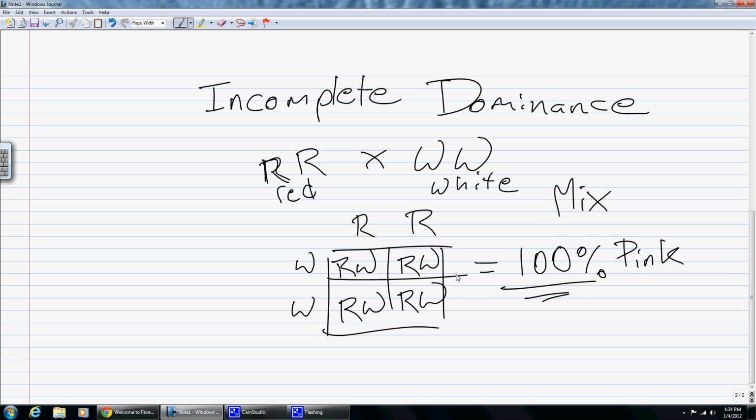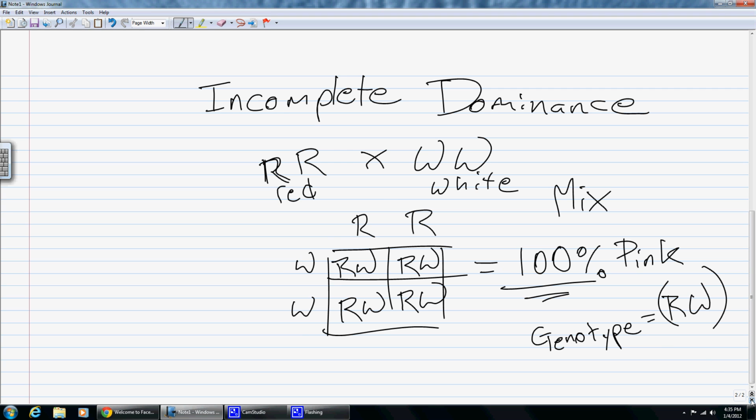Now, if I asked you what the genotype was, what genes are in there, you'd say their genotype is 100% RW. All of them have this RW in there. You're not saying that they're pink. You don't say genotype's pink. You say genotype is RW. All their offspring is RW, just like their genotype up here was RRWW.